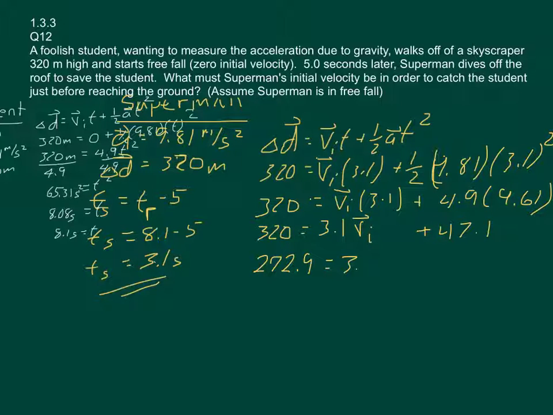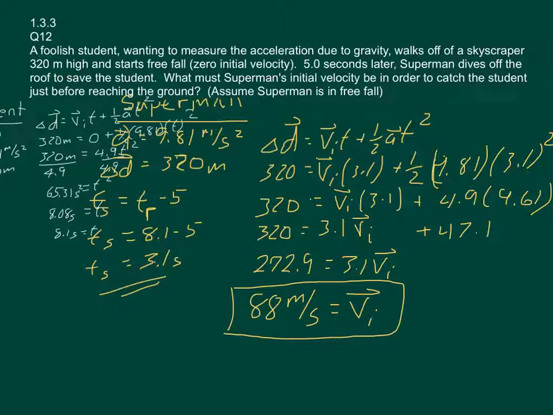equals 3.1 VI. Divide both sides by 3.1. So 88 meters per second equals VI. That must be the initial velocity Superman needs to jump off with. 88 meters per second, if he's going to catch that guy, he's already 5 seconds behind. Question is complete.